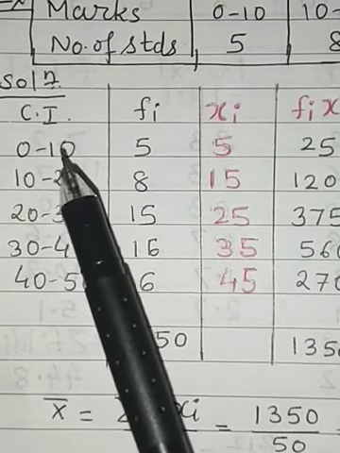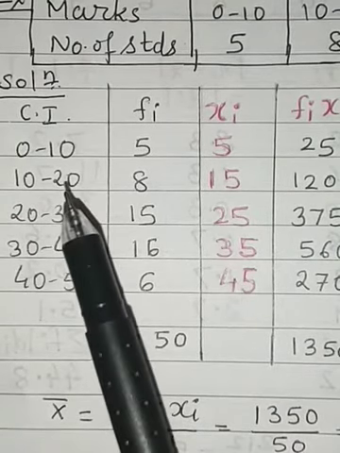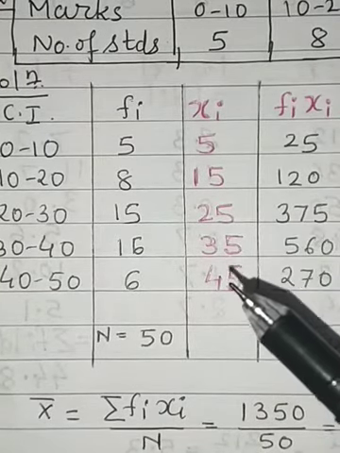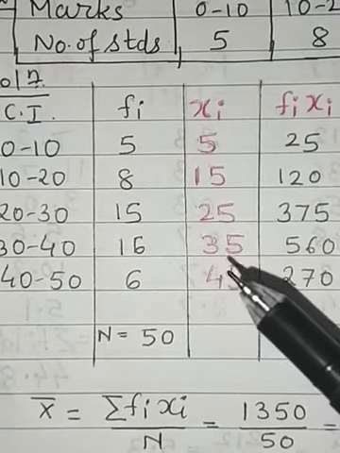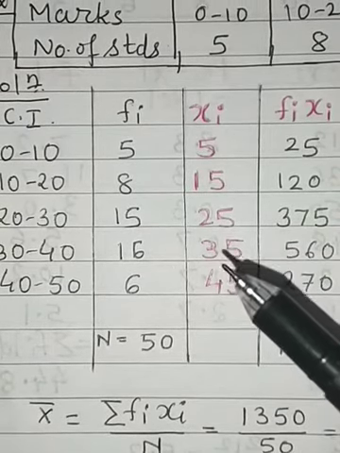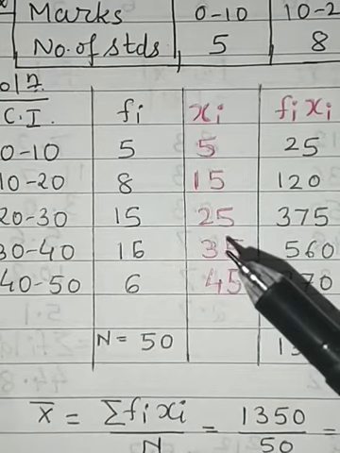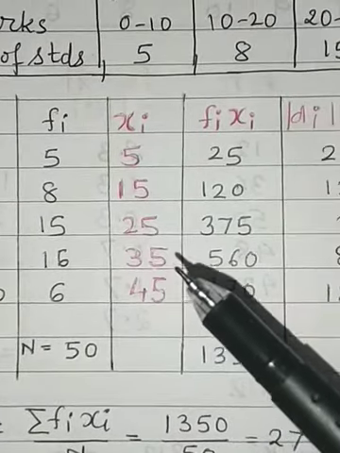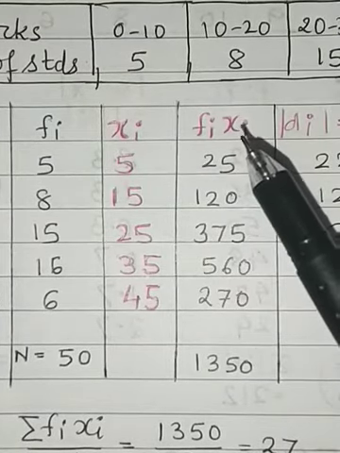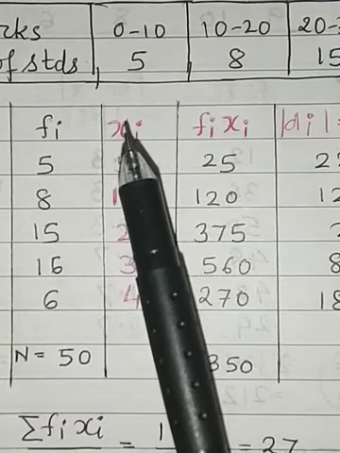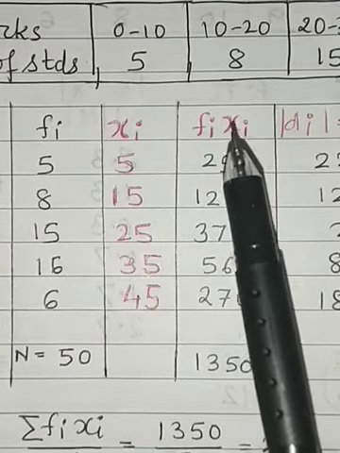So the midpoint of 0-10 is 5. For 10-20, the midpoint is 15 and so on. Actually, we are calling it midpoint, but they are known as class marks. Alright, so let us use the word midpoint. So xi is the midpoint of every class interval. So let's make a column Fi xi. Fi xi means Fi column and xi column are multiplied and filled here.